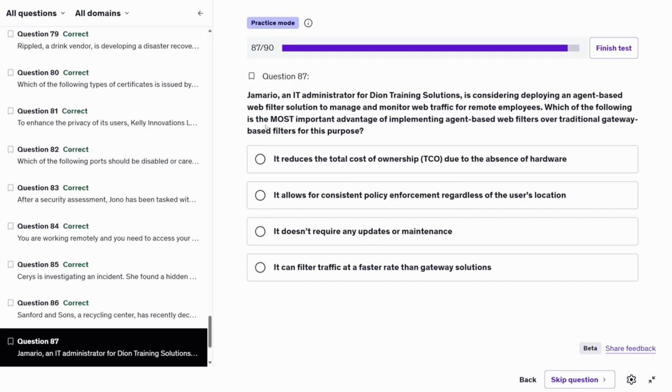Jamario, an IT administrator for Dion Training Solutions, is considering deploying an agent-based web filter solution to manage and monitor web traffic for remote employees. Which of the following is the most important advantage of implementing agent-based web filters over traditional gateway-based filters for this purpose?